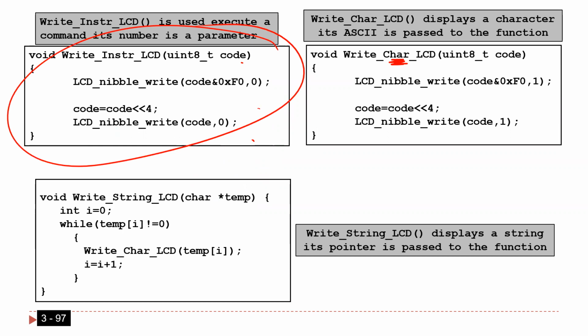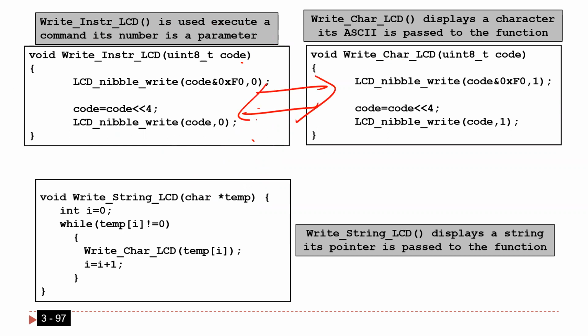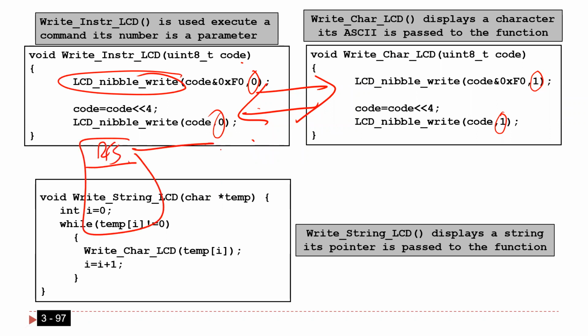If you look at these two functions, they are exactly identical. The only difference is this one here and this one here. Here, I want to tell the nibble function that I am writing a command. Here I'm saying I'm going to write data, so this function has to know for RS, should I put 0 or should I put 1? That's what I explained. Okay, guys, any questions? So now, conclusion.